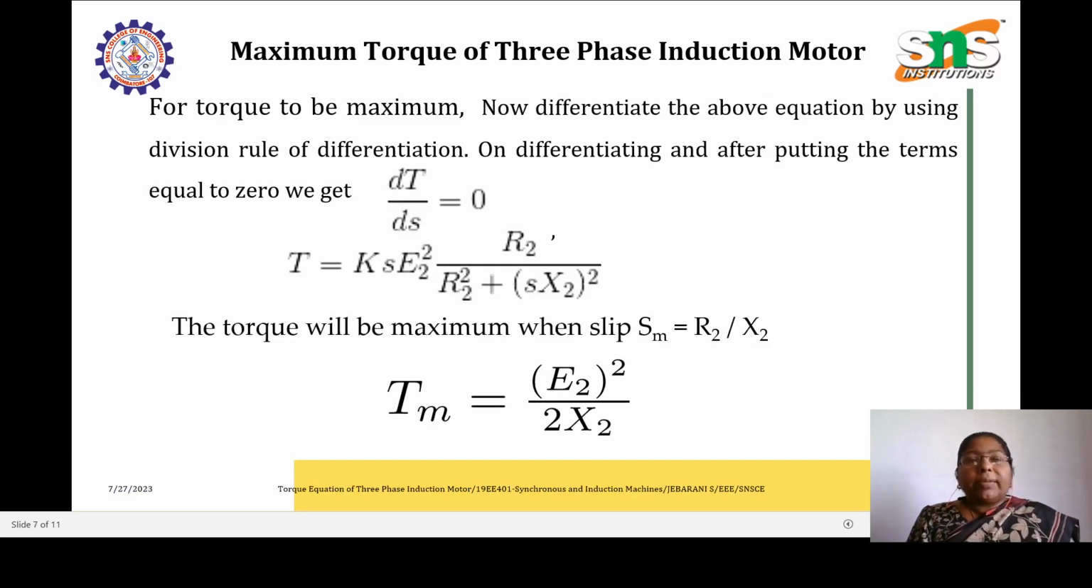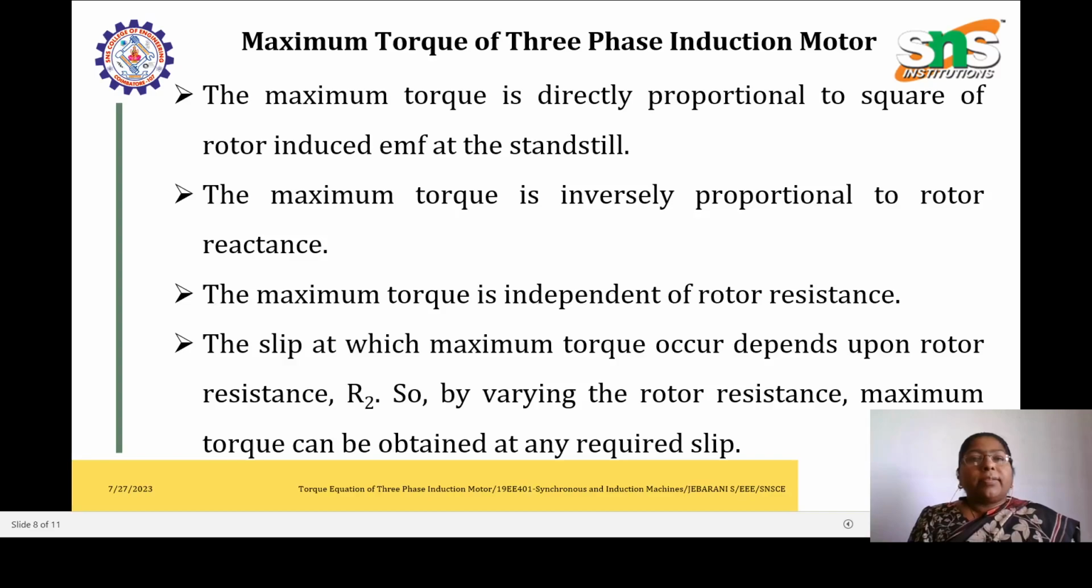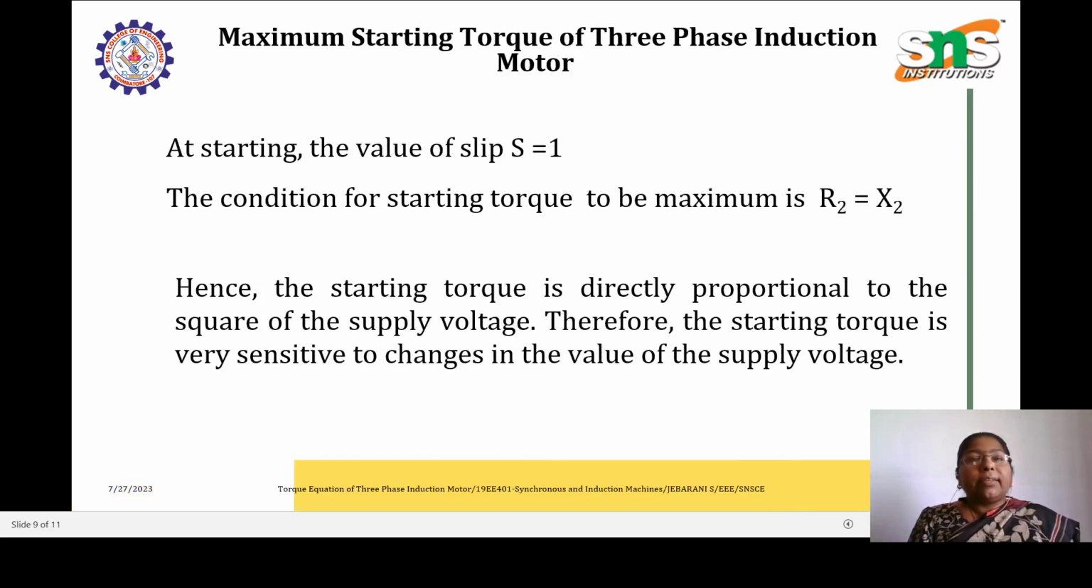If you try to calculate the maximum torque value, again the condition depends upon the slip, and S is equal to R2 by X2 is the condition. When you apply this condition to the torque equation, we get the value of maximum torque. Similarly, we can calculate the value of maximum starting torque also. The condition for attaining the maximum starting torque is R2 equal to X2. When the rotor resistance is equal to the rotor reactance, maximum starting torque can be developed in the machine.